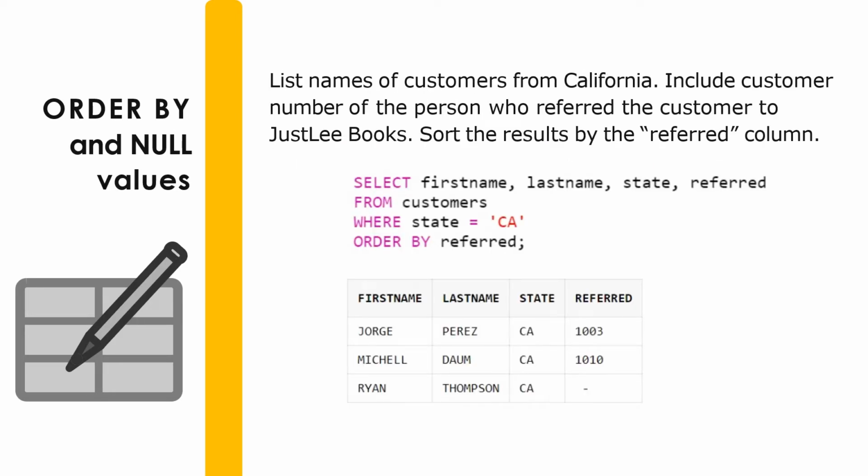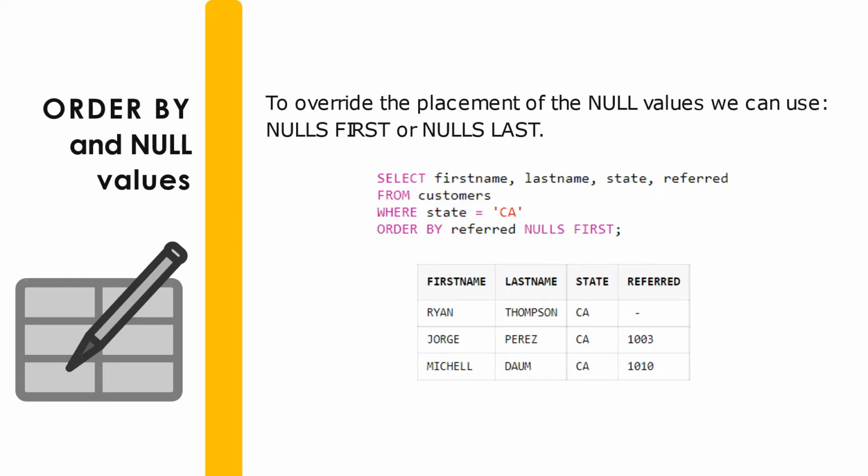If we have null values in our sort key, they will appear at the end of our result, as we can see in this example. To override the placement of the null values, we can use nulls first or nulls last. In this example, we can see that we have used nulls first. That is why the records with the nulls appear first in our results.